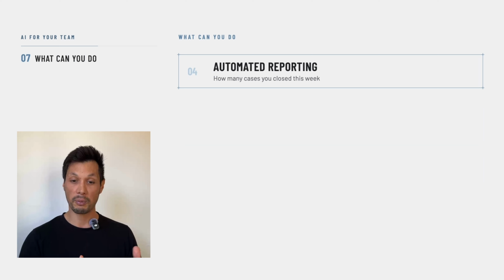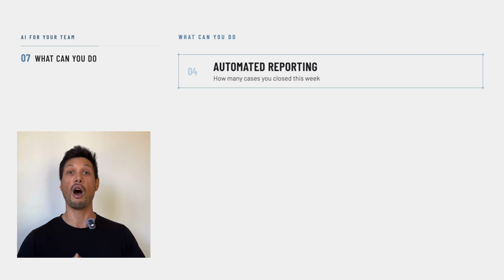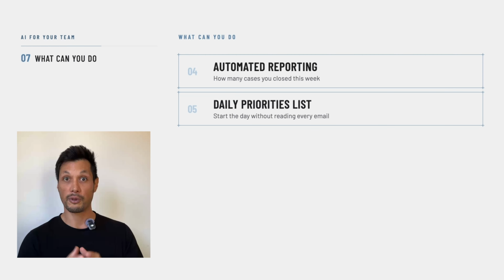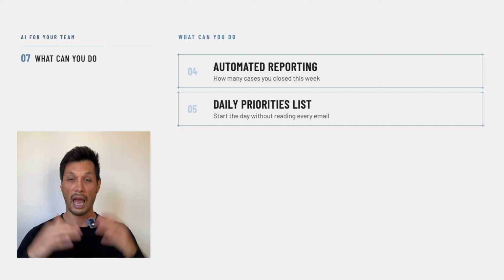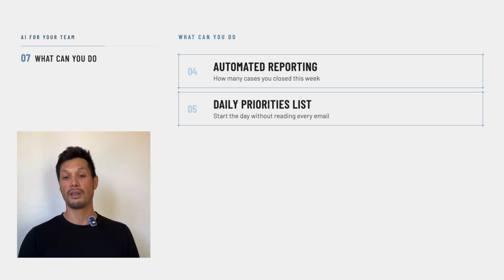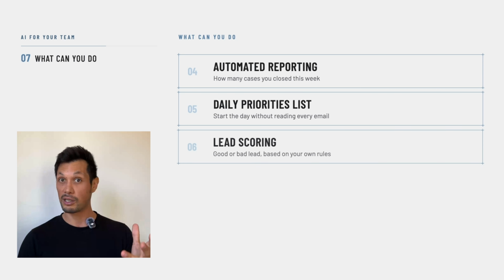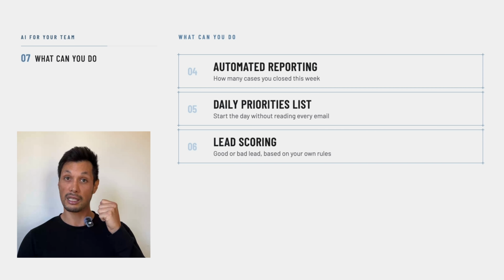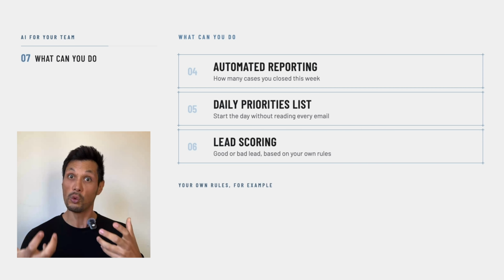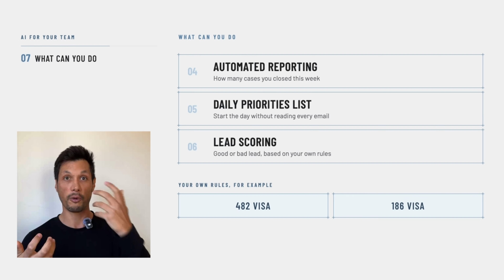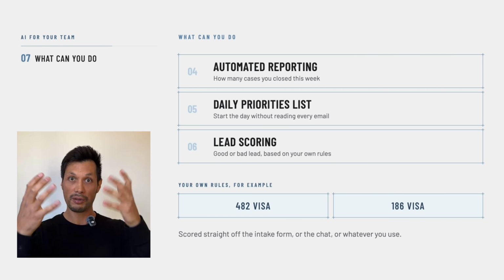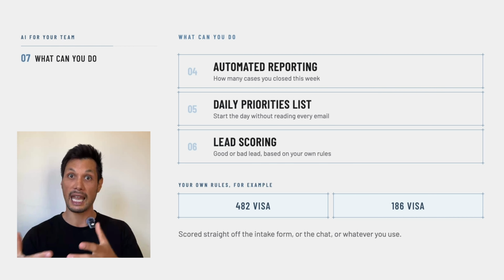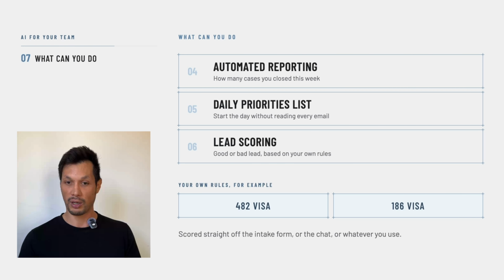You can automate reporting. For example, once a week, you can see how many cases you've closed. You can have a daily priority list to read like a personal assistant, and you can start your day without having to read too many emails. You can automate the client or lead scoring, so you know whether a lead is a good or a bad lead based on rules. For example, if you're working only with a 482 visa or a 186 visa, you can automate that process and see this priority of the intake leads form or chat or whatever you're using.